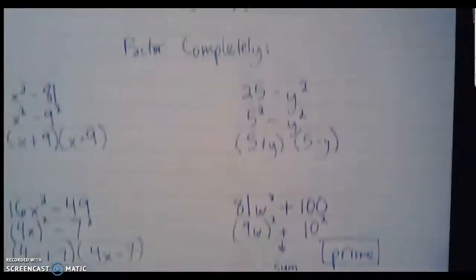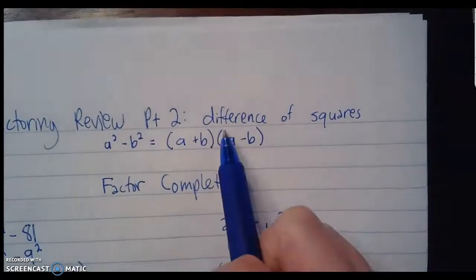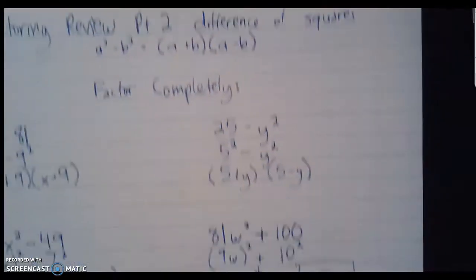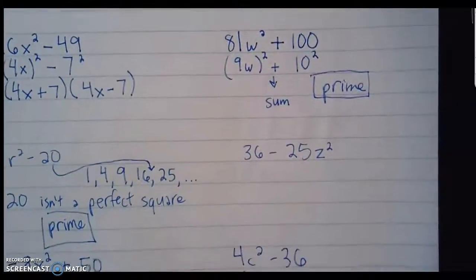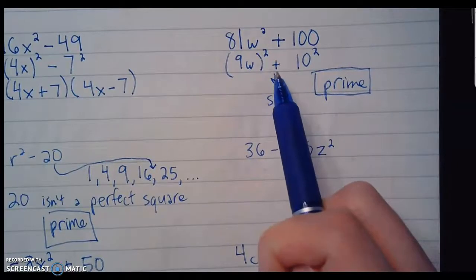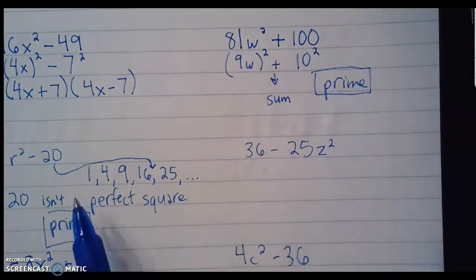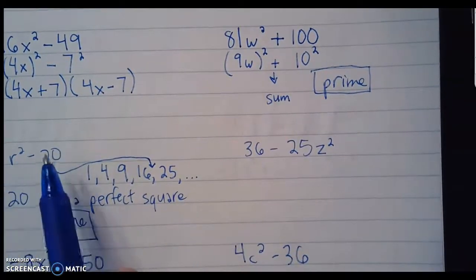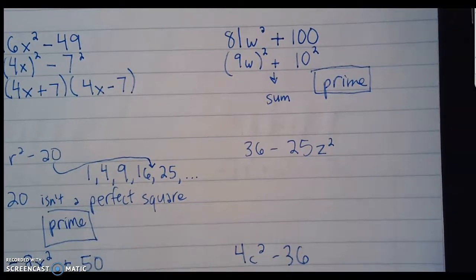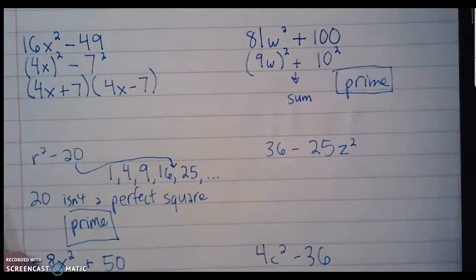So the topic is very important. It has to be a difference, and you have to have squares. Difference of squares. Sum of squares is prime. Difference, but not both squares, that's going to be prime. You can't factor it. Okay.